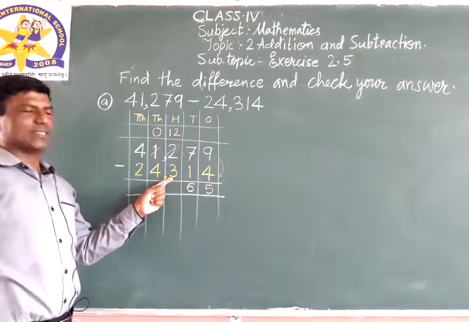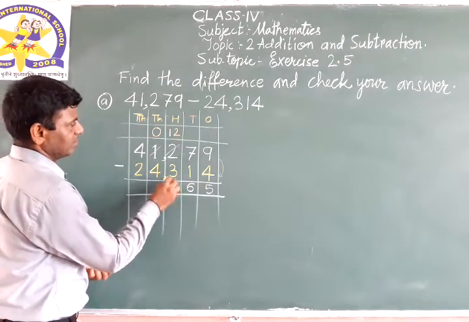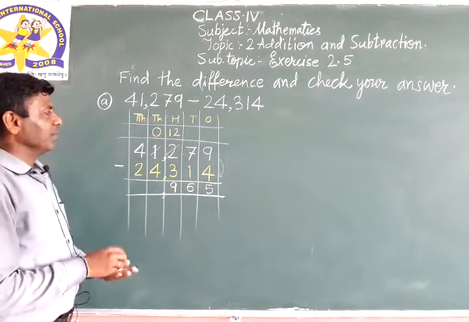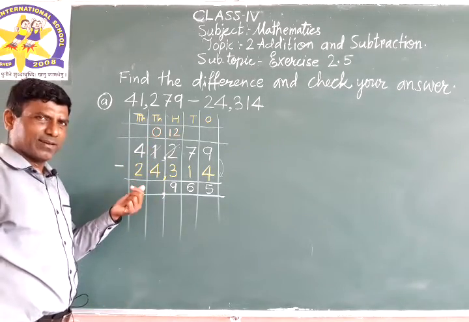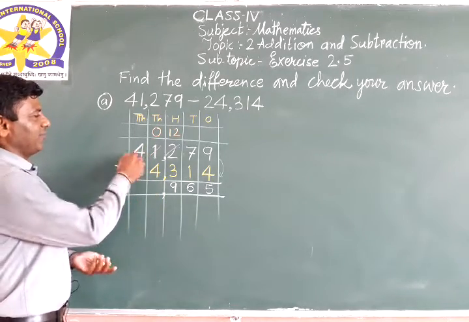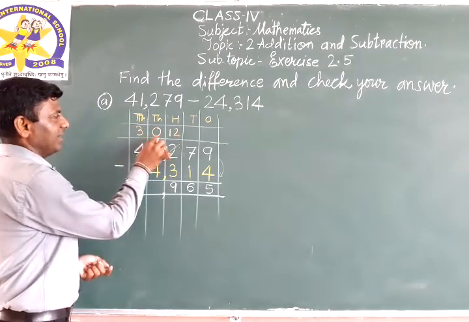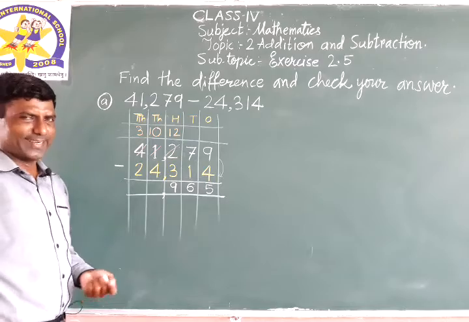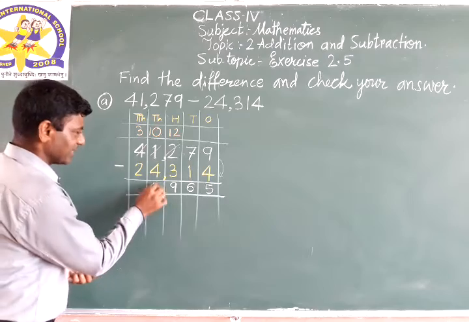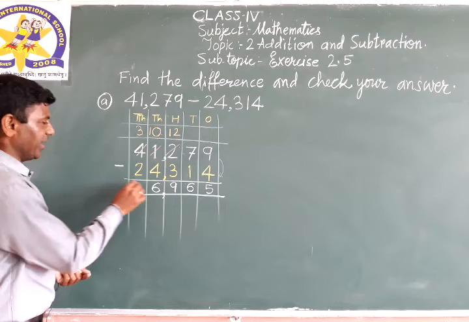Now 12 minus 3, 9. Put comma. Then 0 minus 4, possible? No. So borrow from the neighbor. He went to his neighbor, 4. 4 said, okay, I will give you. 4 minus 1, 3, and here 10. Now is 10 minus 4 possible? Yes, 6. Now 3 minus 2, 1.